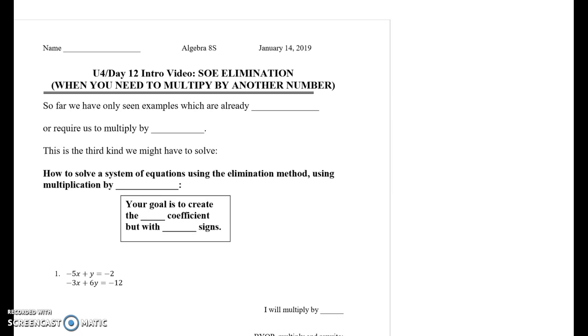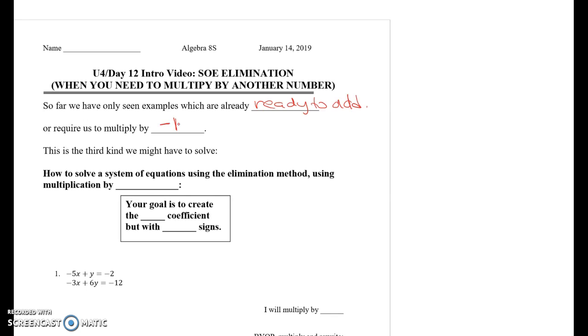So those examples were what I would call ready to add. The first thing you do is you just add the two equations because they're ready, and a variable gets eliminated and everyone's happy. Then the second kind of example we saw required us to multiply by -1. We had a 2y and a 2y. We multiplied one equation, all three pieces, by -1. We got an equation that was ready to add, and then we were able to add it.